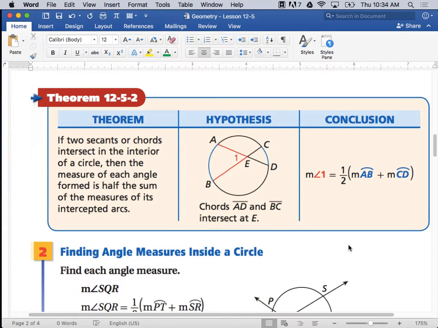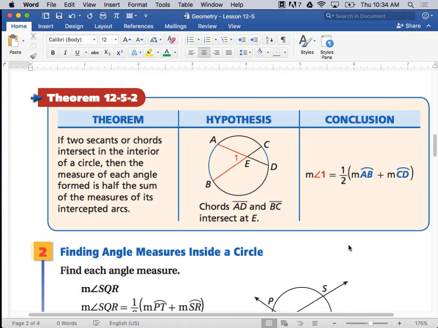Now, what if we have a situation like this where we have two chords that intersect, but they're not intersecting in the center? Wait, how did you do number 1? You just double it. So you type, the angle is 61, so times 2 is 122. Oh, I thought we had to divide 236. You were looking at the wrong one.